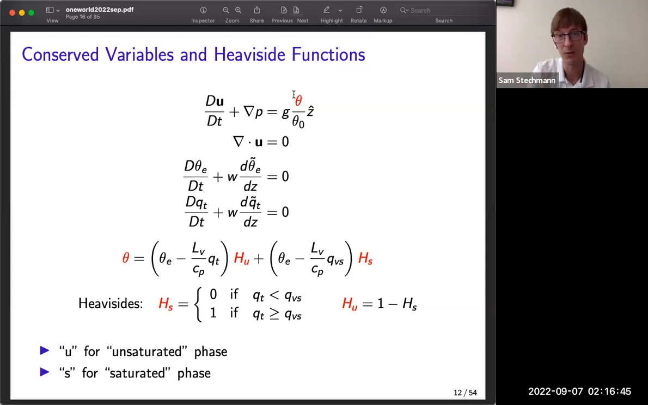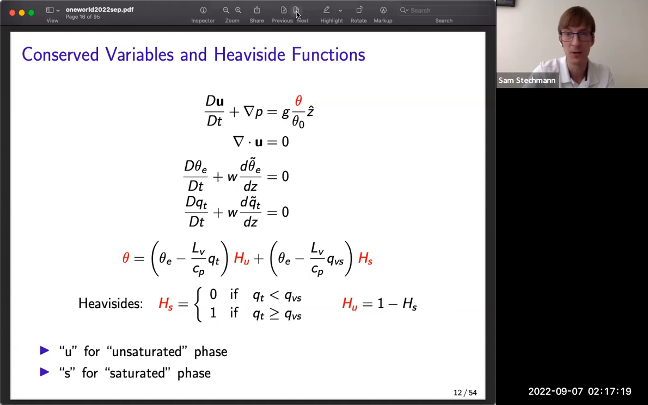In this simple version of the buoyancy, where it's just theta, we now have to write theta in terms of our new variables, theta E and QT. There are formulas you can write down, and it's a different formula depending on which phase you're in. This is where the Heaviside functions come in to indicate which formula I should be using. The Heaviside equals 1 if our total water is above saturation, and it's 0 if it's below saturation.